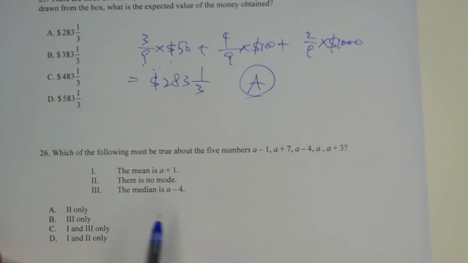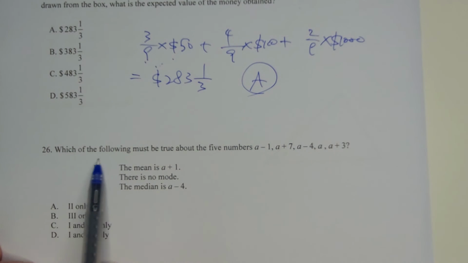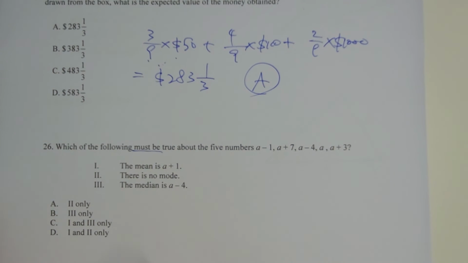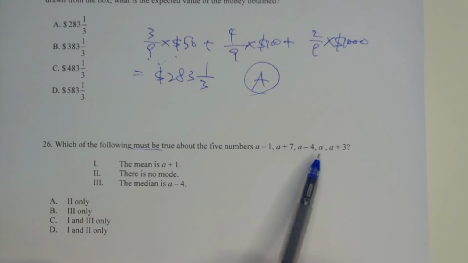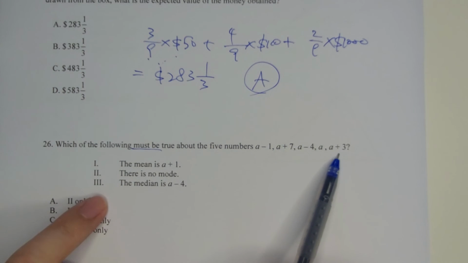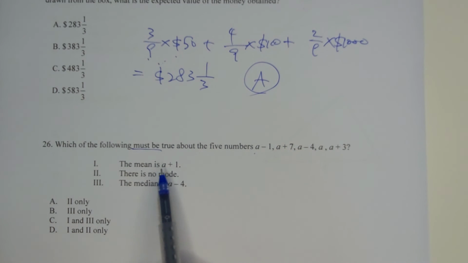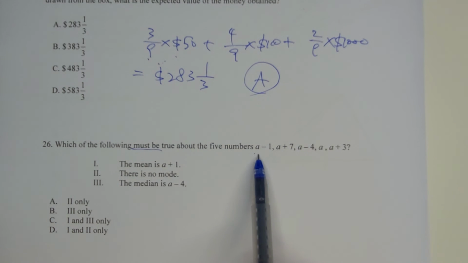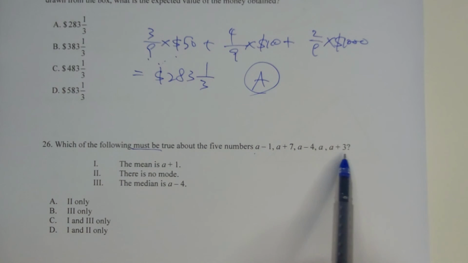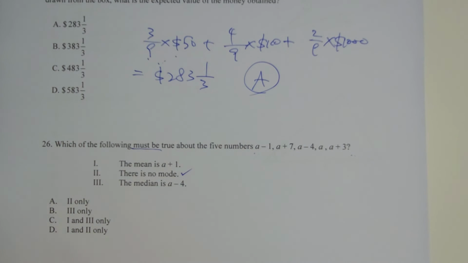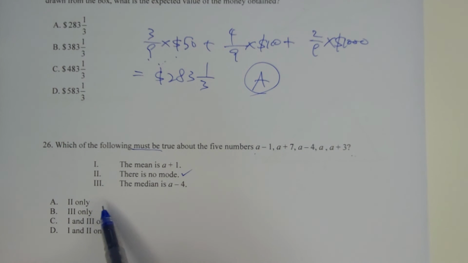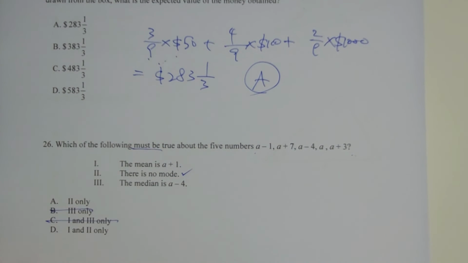So go to question number 26. Which of the following must be true? That means no matter what A is, it must be true. A minus 1, A plus 7, A minus 4, A and A plus 3 must be true. So the first one you can observe, considering mean, median, and mode. Mode does not exist because they are all different. None of them are the same, so mode does not exist, and therefore statement 2 actually is correct. So you can eliminate this.